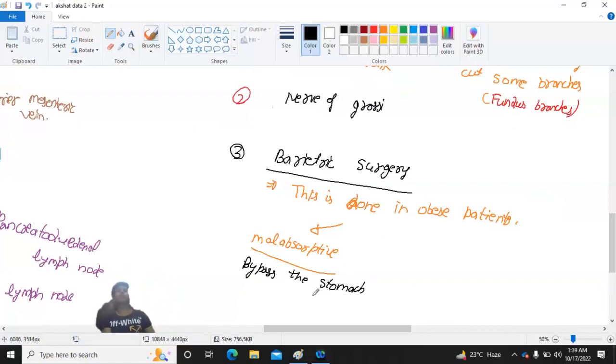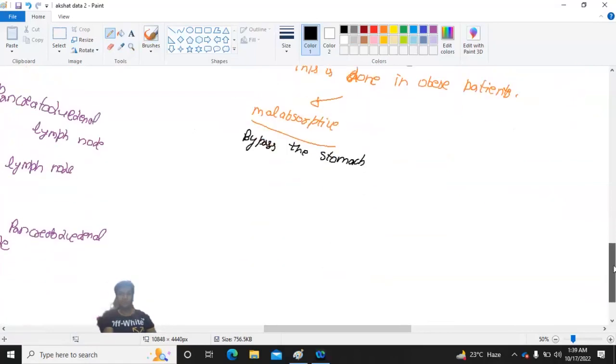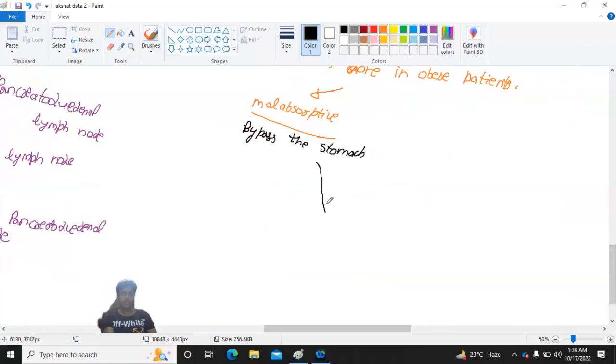We bypass the stomach, food goes directly from esophagus to duodenum, like this. Let's say food came through the esophagus, we cut this part. This is the stomach, and this is the duodenum continuing. This is cut and now joined with this. So this is the malabsorptive pattern of bariatric surgery.